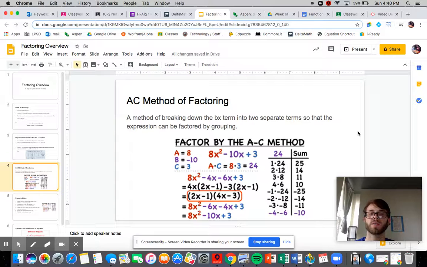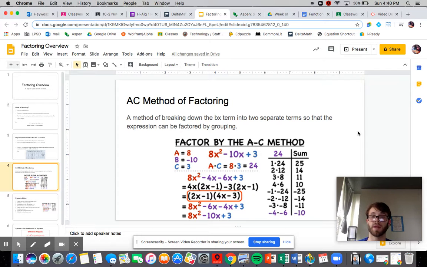Hi everyone. So in this video, we're continuing on with our overview of factoring, and we are specifically going to be talking about the AC method. It's a very versatile factoring method, and once you get the hang of it, your math careers will be a lot easier going forward with all the other classes you'll be taking. So let's talk a little bit about what it actually is.